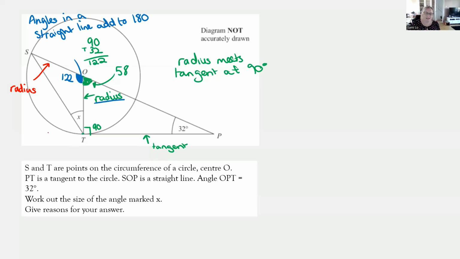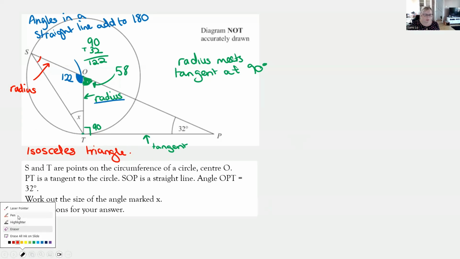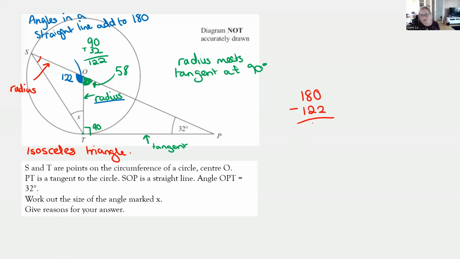Because we've got two radiuses, we know that this is an isosceles triangle. So using an isosceles triangle, we know it's 180 degrees. So we're going to take away our 122. That leaves us with 58. And we're then going to split that 58 up into 2, leaving us with 29. So that's where the angles come from. So X is then 29 degrees. And I've just shown it all the way through.